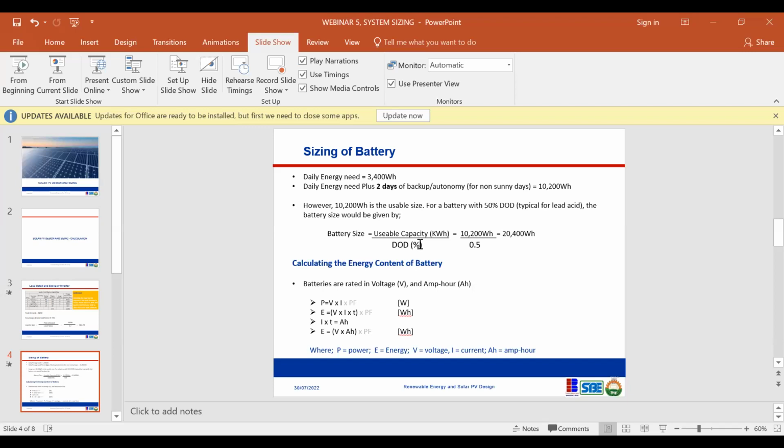Like I mentioned, there are different battery technologies. Even in the same battery technology, there are different chemistries. So it is very, very important that you find out the chemistry and the technology you're using and find out the manufacturer's recommended depth of discharge.